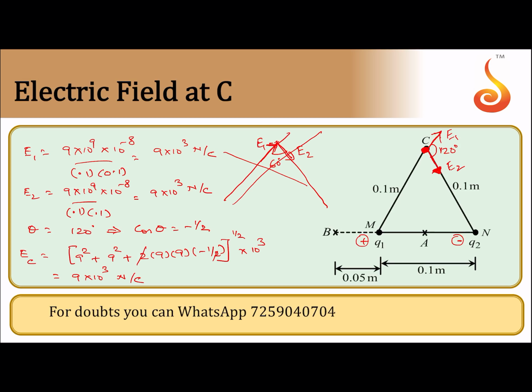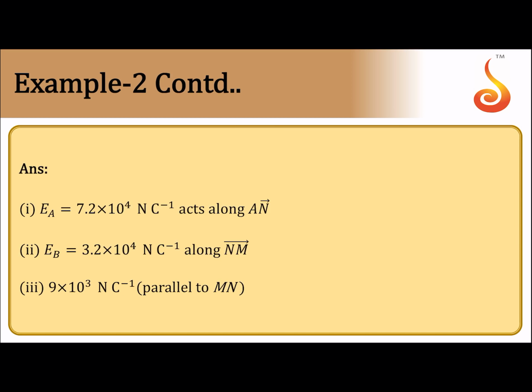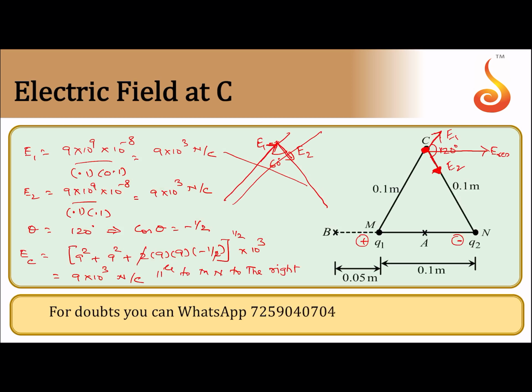And in which way will it act? The resultant of both of these will be acting this way. E resultant along the bisector, towards or parallel to MN, to the right. So the resultant electric field will be towards the right, parallel to MN, and the magnitude is 9 into 10 power 3 Newton per Coulomb. So these were the three results. Let us check if the answer is correct. 7.2, 3.2 and 9. Yep, my answers are correct, parallel to MN.